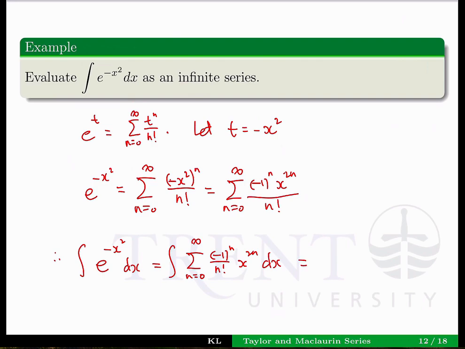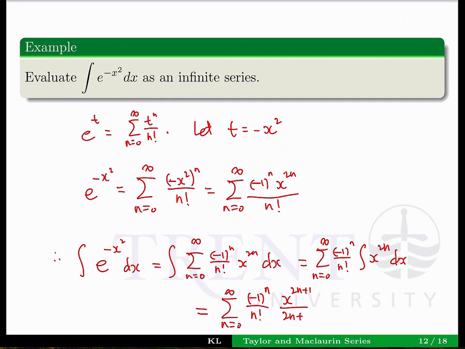This is equal to the sum of negative 1 to the n over n factorial, n from 0 to plus infinity, of the integral of x to the 2n dx, which is now equal to the sum, n from 0 to plus infinity, of negative 1 to the n over n factorial, x to the 2n plus 1 divided by 2n plus 1, plus the arbitrary constant c. Okay?